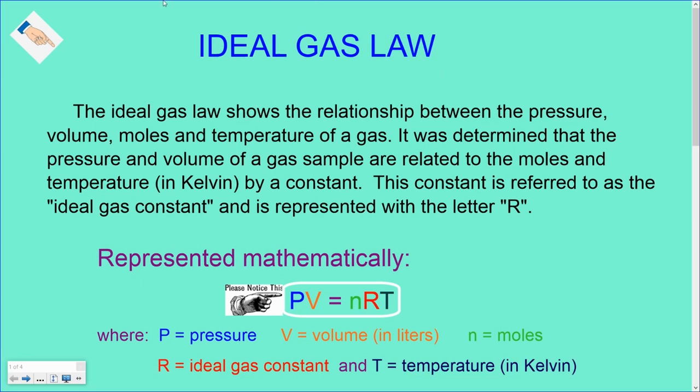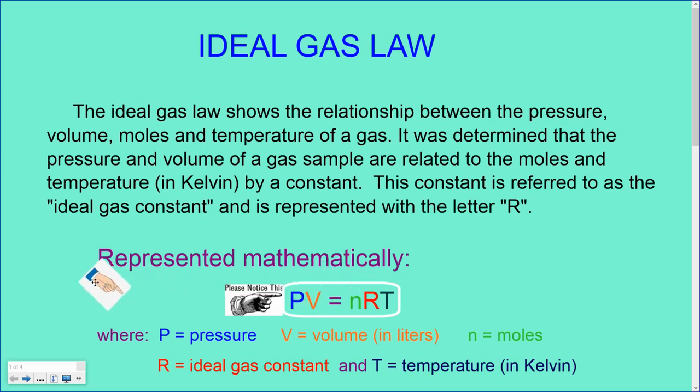So let's get started. The ideal gas law shows a relationship between the pressure, volume, moles, and temperature of a gas. It was determined that the pressure and volume of a gas sample are related to the moles and temperature by a constant. This constant is referred to as the ideal gas constant, and it's abbreviated with the uppercase R. So to show this mathematically, we have a new equation right here. Please notice PV equals nRT. This shows that the product of the pressure times the volume is going to be related to the moles times T by the ideal gas constant R.